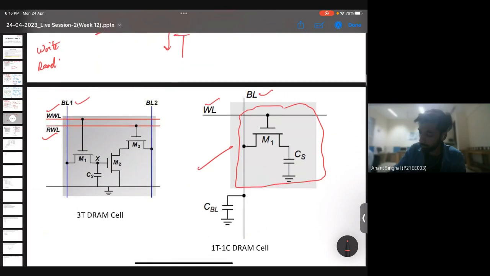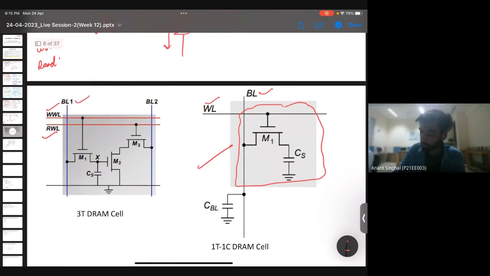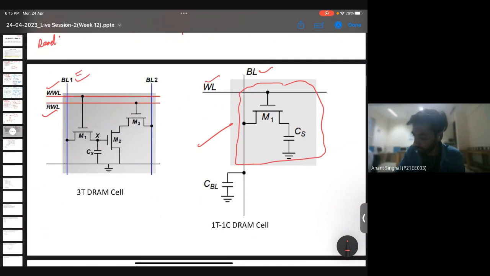So write operation is quite simple. Whatever we want to write, we just put the value of that particular bit on this bit line one. Suppose I want to write, I'll make this one. We know that if this capacitor is initially charged or discharged, it will get discharged or charged accordingly.